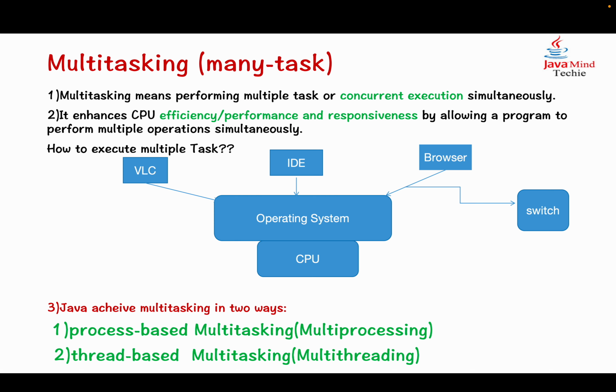So what is the use of multitasking? What is the benefit of it? If we use multitasking, it enhances the efficiency and performance of the CPU. It enhances the CPU efficiency, performance and responsiveness by allowing a program to perform multiple operations simultaneously. Obviously, if you perform multiple tasks at the same moment, the performance of the CPU will increase.